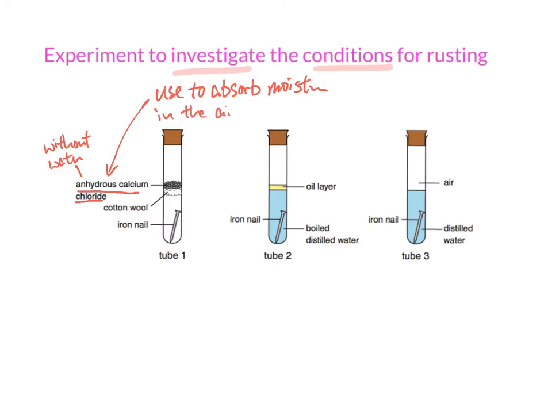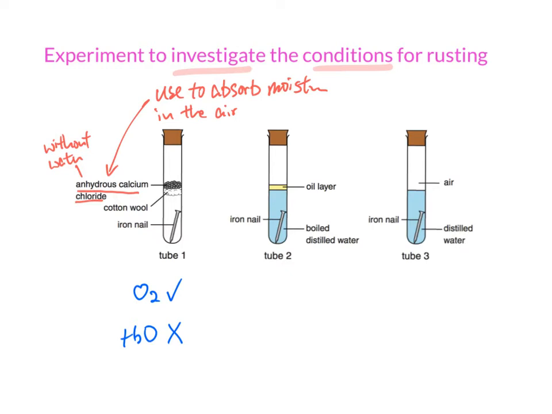If we put anhydrous calcium chloride in a test tube like this, the calcium chloride will absorb the water into itself. So in test tube 1, the iron will be in air, so it will have oxygen. But the water is absorbed by the anhydrous calcium chloride, so there is no water in it.